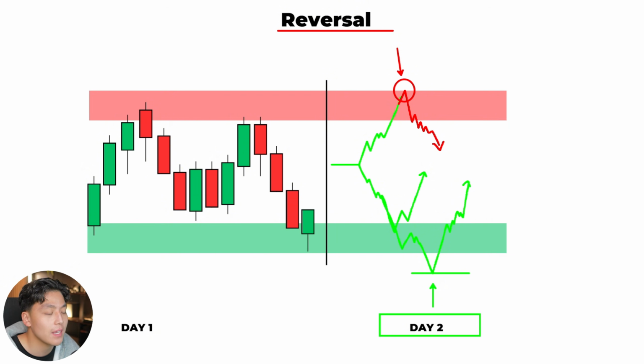And this specifically happens on day number 2. So after we've marked out our boxes on day number 1, then we go into day number 2 and we wait for the reactions off these key levels. So this is the number 1 scenario, which is the reversal. For me, I actually don't really like trading reversals. I like trading the next scenario, which I'm about to share with you.